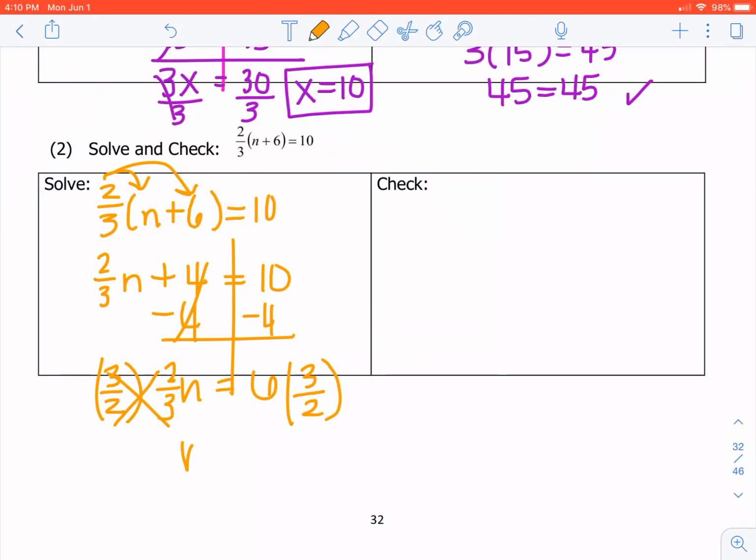These end up canceling out, so you're left with n. And then this is really 6 over 1. So if I multiply that, I can cross cancel. Just do it in your calculator. You don't have to cross cancel. And I get n is equal to 9.